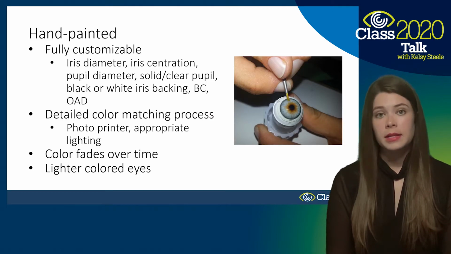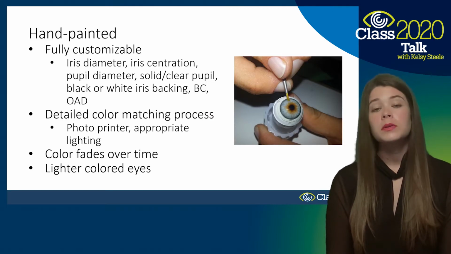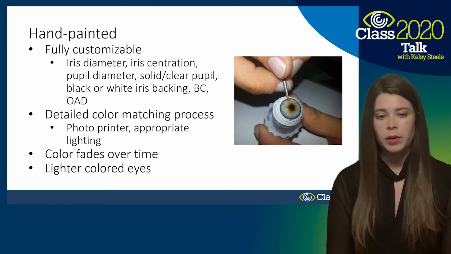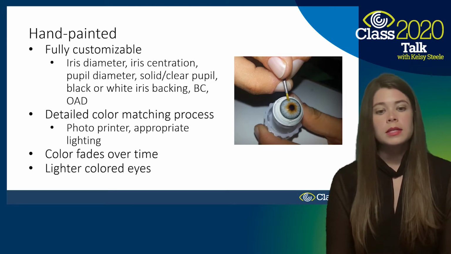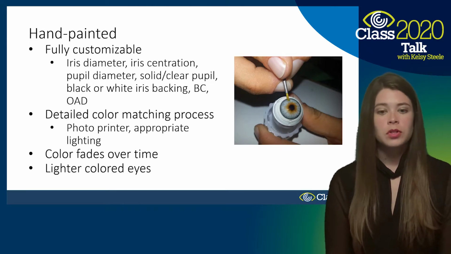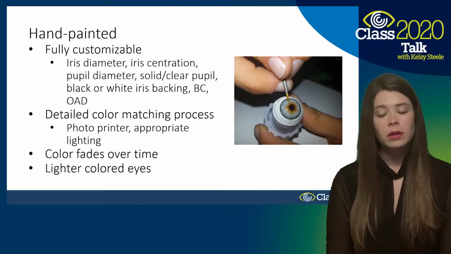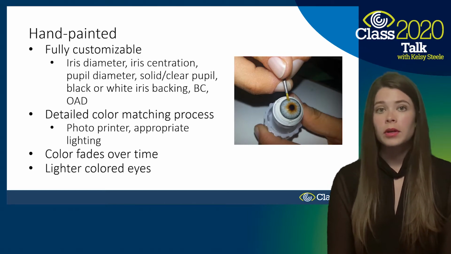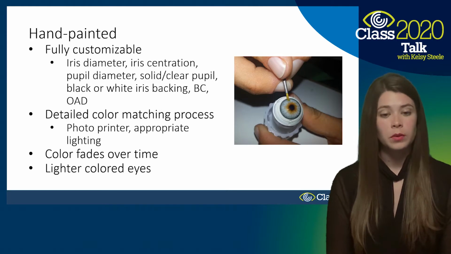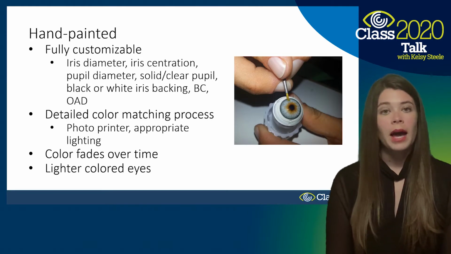Moving on to hand painted, this is going to be one of the most customizable options for our patients. We can choose the diameter of the iris. We can choose where the iris is centered. We can choose the pupil diameter and if it's clear or if it's occluded. And then we can choose the backing on the lens.